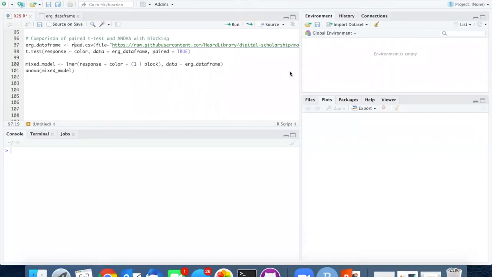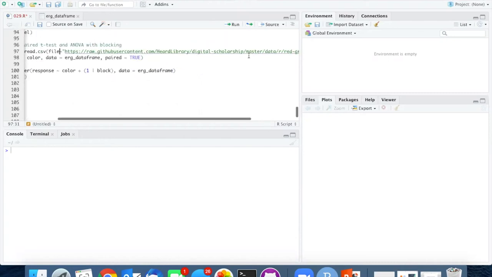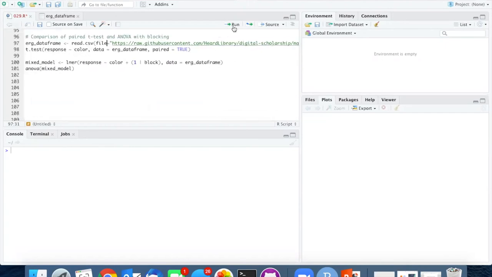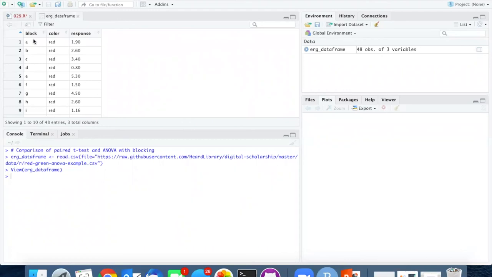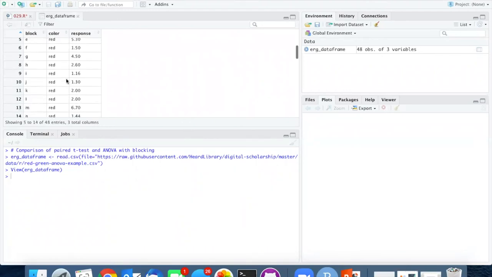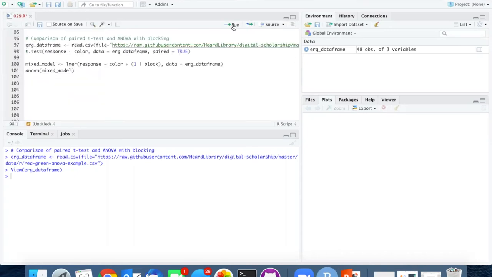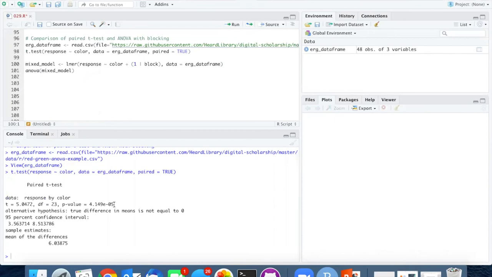We can make this comparison between paired t-test and ANOVA with blocking using a variation on the experimental file that we've been playing around with. This particular one includes only the red and green numbers and does not include the blue one. The red measurement for block A is paired in the t-test with the green value for block A, and so on. Green B is paired with red B, etc. When we run the t-test, we find that the p-value comparing red and green is 4.19 times 10 to the minus 5.